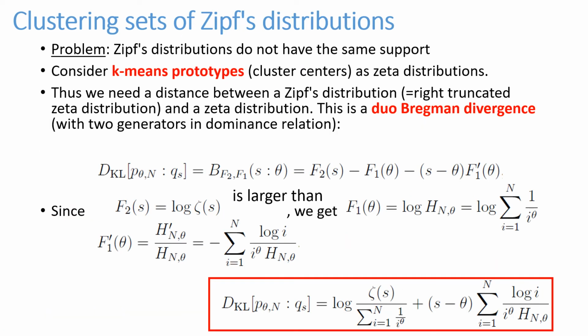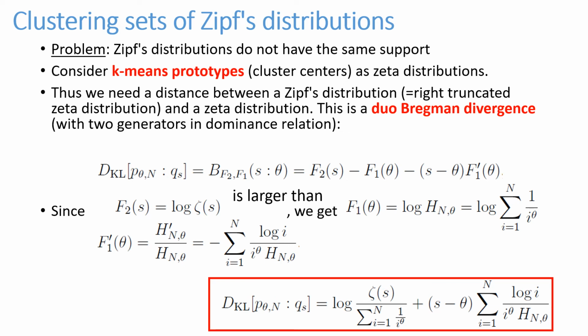Instead of relaxing the Zipf distribution to zeta distribution, we can also do k-means of Zipf distributions with different supports, but with prototypes all being zeta distributions. In that scenario, we need to define a distance between the Zipf distribution and the zeta distribution, the prototypes.